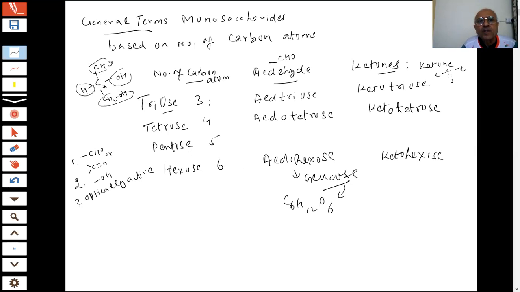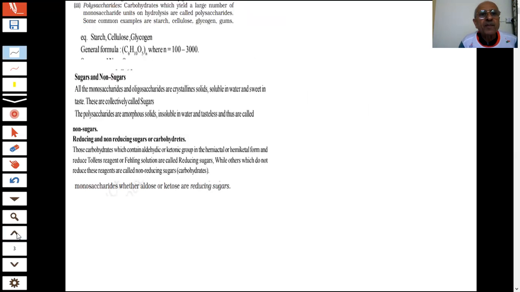Ketohexose. This is a way to use general terms for the monosaccharides. They are known as aldoses, because aldoses means they contain an aldehyde group. Ketoses mean they contain a ketone group, students, and the number of carbons constituting the monosaccharide is introduced. The number of carbons is the number of carbons in the monosaccharide. These are some of the examples of monosaccharides, students. Okay, we got this idea.